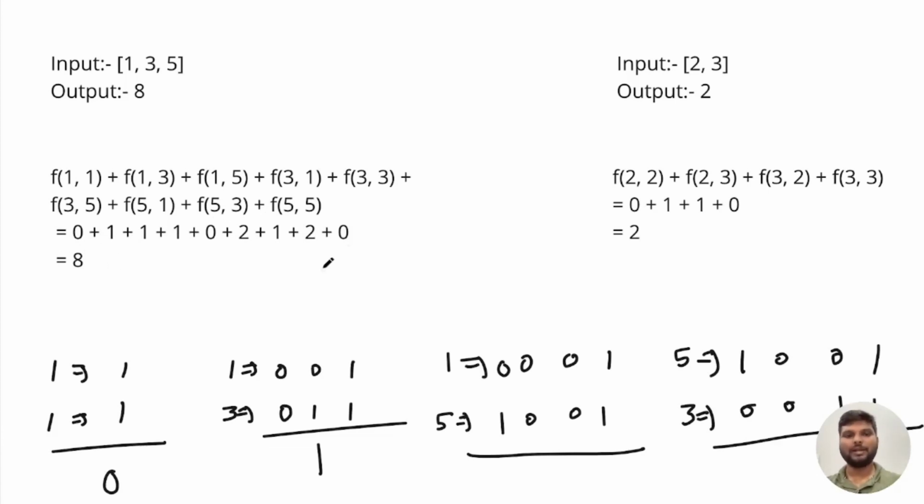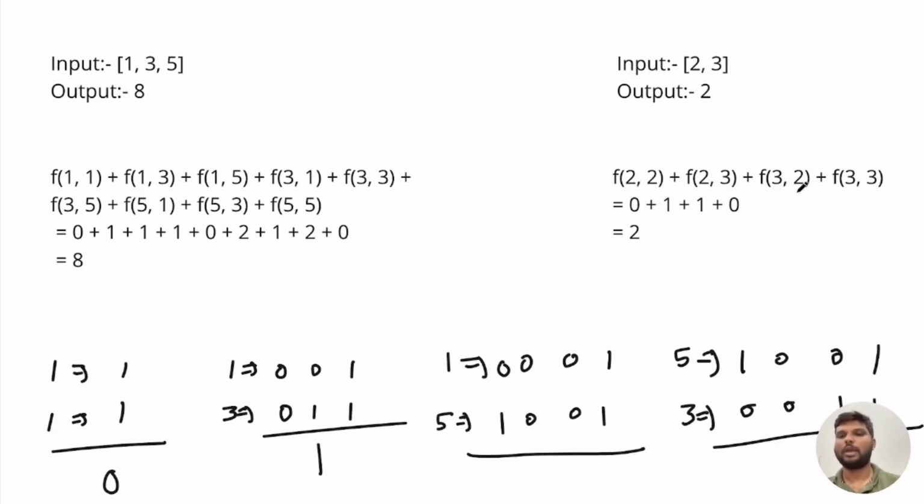So hope you are clear with the first sample input. Okay, now similar thing we can do with the second sample input. We can calculate all the pairs. In this case we have pairs 2 2, 2 3, 3 2 and 3 3, right? If you calculate the bit difference between 2 and 2, it's 0. If you calculate the bit difference between 2 and 3, it's 1.